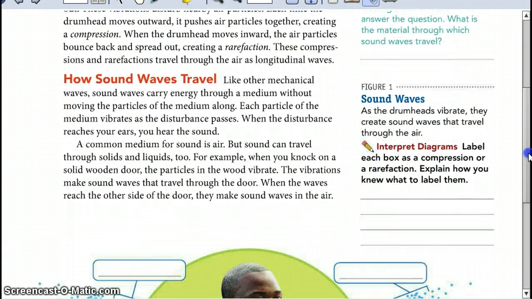How sound waves travel. Like other mechanical waves, sound waves carry energy through a medium without moving the particles of the medium along. Each particle of the medium vibrates as the disturbance passes. When the disturbance reaches your ears, you hear the sound. A common medium for sound is air, but sound can travel through solids and liquids too. For example, when you knock on a solid wooden door, the particles in the wood vibrate. The vibrations make sound waves that travel through the door. When the waves reach the other side of the door, they make sound waves in the air.